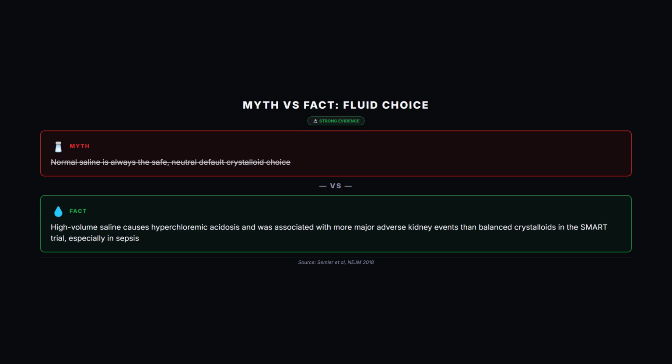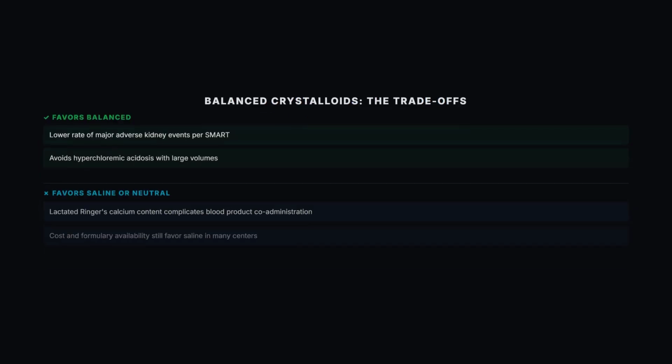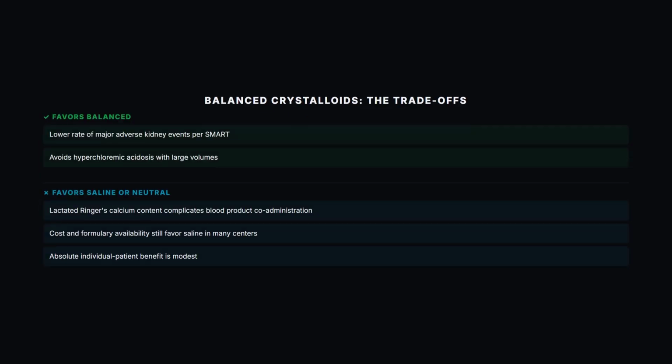Balanced solutions aren't free of trade-offs, though. Lactated Ringer's carries calcium, which classically complicates co-administration with citrate blood products and certain medications. Cost and formulary availability still favor saline in many settings, and the absolute benefit, while statistically real, is modest at the individual patient level. Carry this list into every panel review.